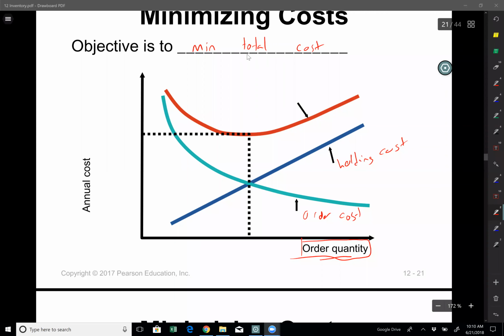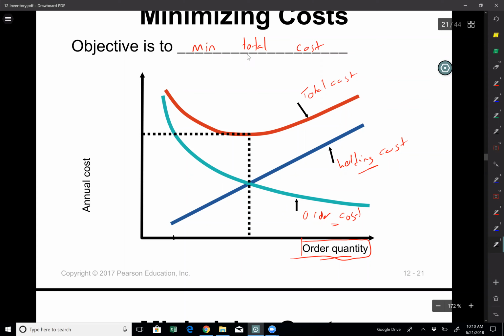So we talked about the trade-off between order costs and holding costs. And if you add the holding cost and order cost together, you will get the total cost. And you can see from this graph that if you add 2 points on this green and blue lines, it will add up to red. Let me just show you one example.